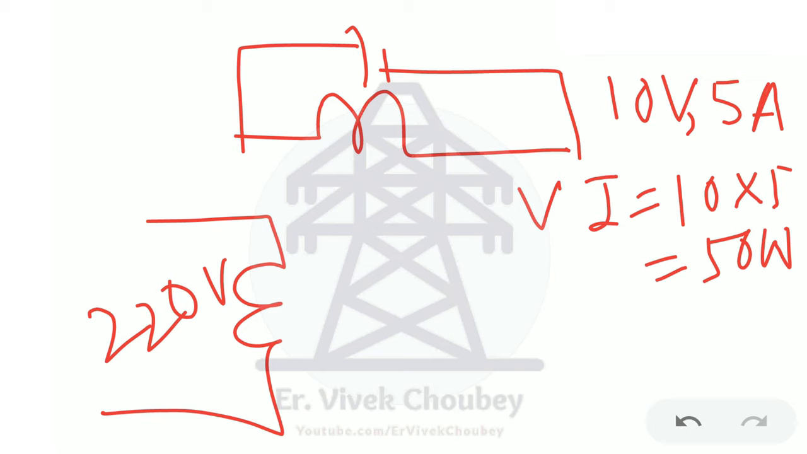This is known as phantom loading, and it is a fancy name given to this test because there is no actual load connected across the current coil. Still, we are able to read some power, and it looks like the whole wattmeter is connected across the rated load, which is drawing 5 amps of current from a 220 volt source. But it is not like that, and hence it is known as phantom loading.